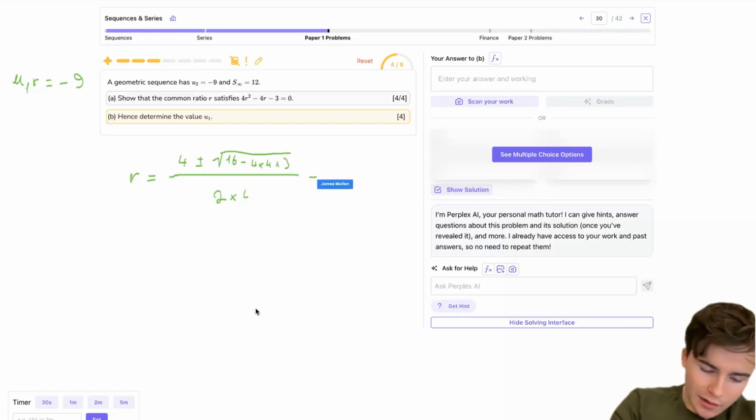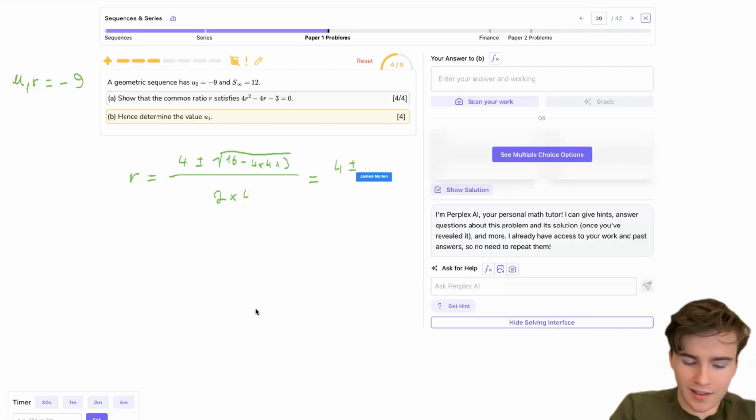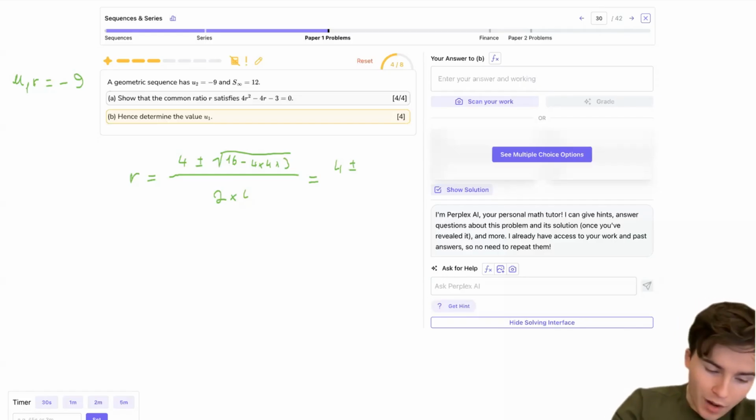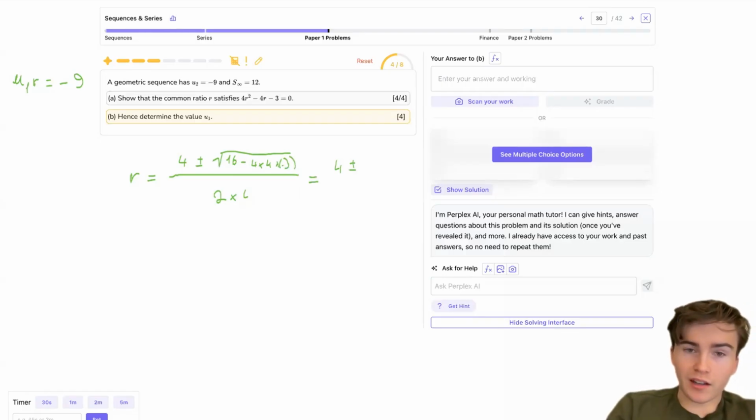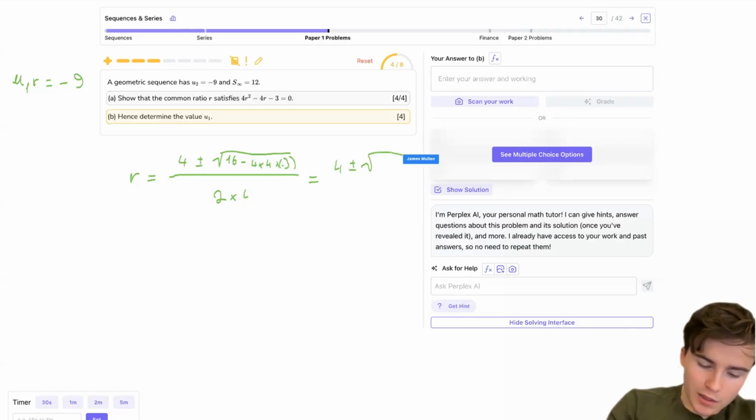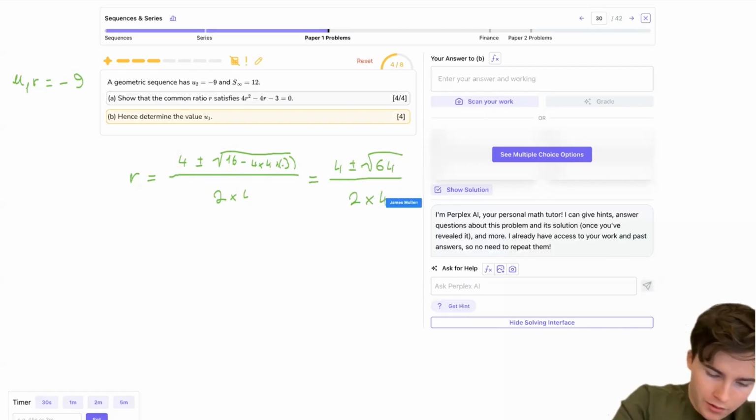All right, what do I get? I get 4 plus or minus, inside the square root, something is slightly wrong there. Oh, there's a minus 3 here, so it's going to be a plus. Otherwise, that would give me a negative square root. So it's going to be 16 plus 16 times 3, which is 48. So 16 plus 48 gives me root 64, all over 2 times 4. The square root of 64 is 8. So I get 4 plus or minus 8 over 8.